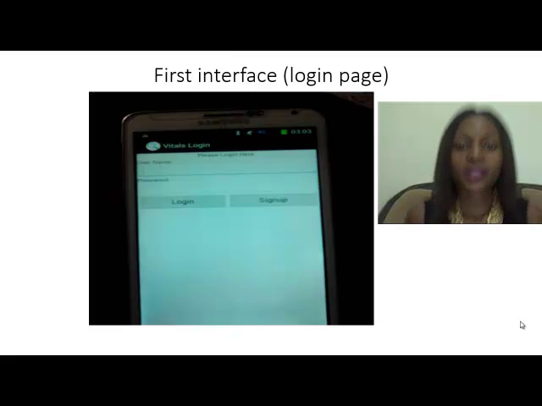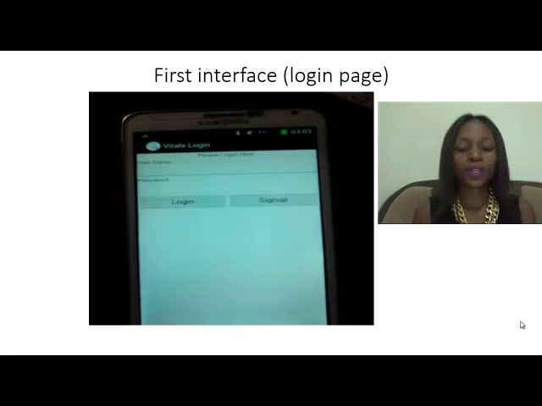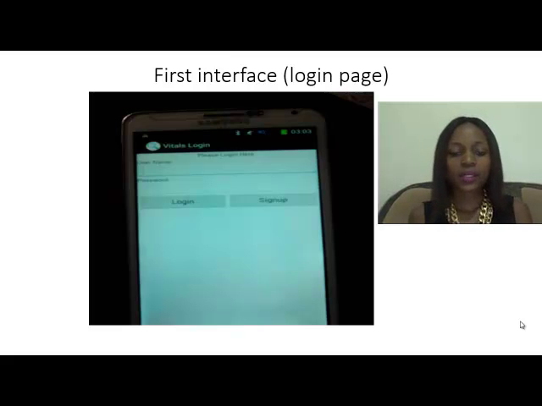We are a group that is working on an application called Vital Tester application. It tests for four main vitals, that is temperature rate, blood pressure, respiratory rate and heart rate.